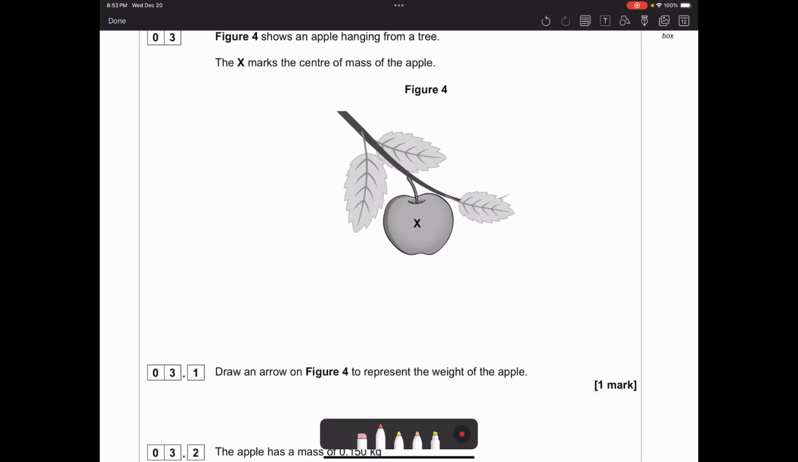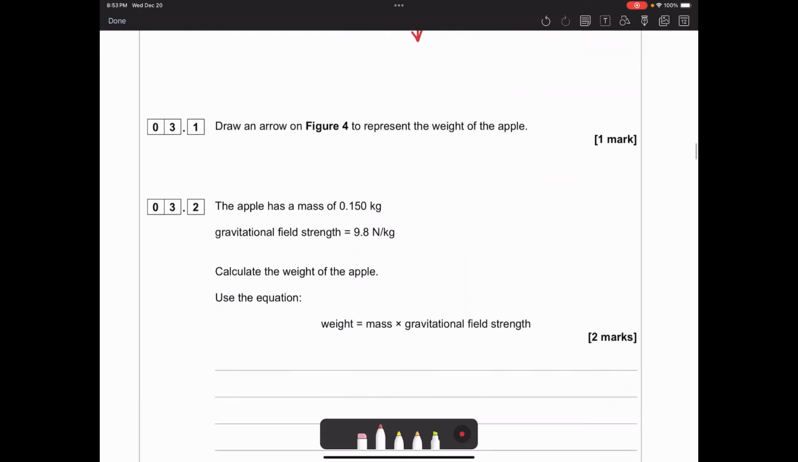Question number 3 then. Figure 4 shows an apple hanging from a tree. The X marks the centre of mass of the apple. Draw an arrow on figure 4 to represent the weight of the apple. So what we should remember is weight is another word for a force, or a way of describing the force of gravity. We know gravity goes down from the centre of mass. You don't need to label it, you literally just need to draw that arrow on.